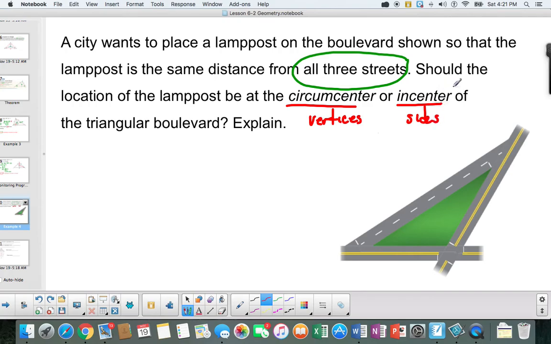So the answer is I'm going to want to find the incenter, which means I'm going to want to do angle bisectors. I want to find where those angle bisectors meet, and where they meet, wherever it is, that point is going to be equidistant to all the sides, and that's what I want.